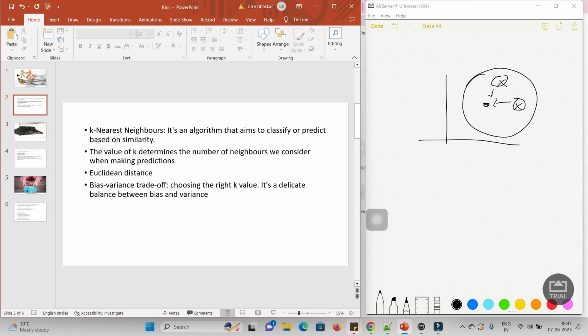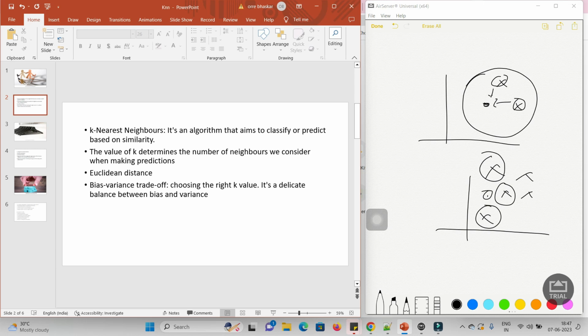We can also take a number of closest neighbors. Like if a plot is there with this many points, this is our main point. Let's take three closest neighbors. That will be this point, and this point. So we will decide how many nearest neighbors we need to take. That's nothing but the K. So KNN means K nearest neighbors. K is the number of neighbors, the nearest neighbors.